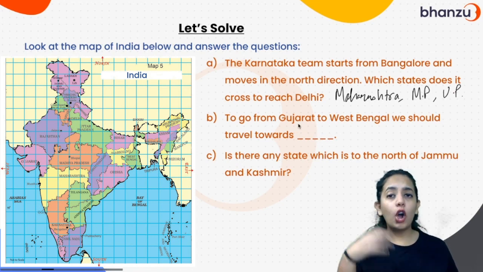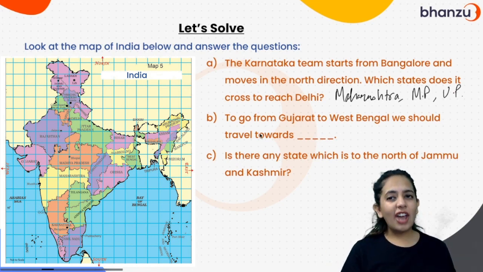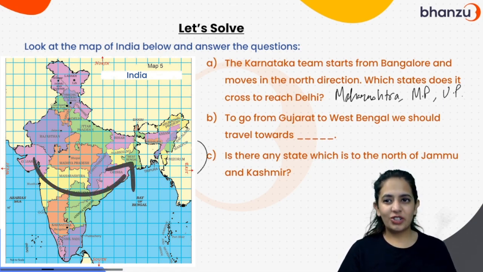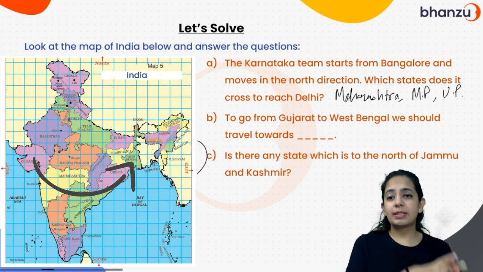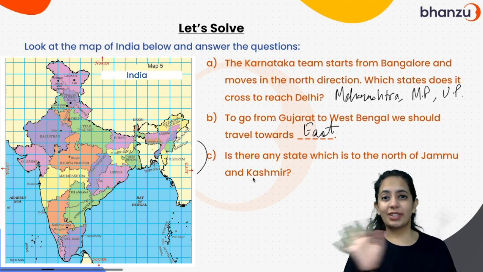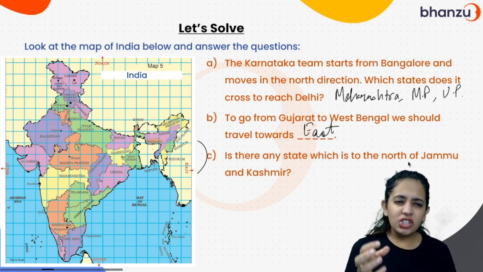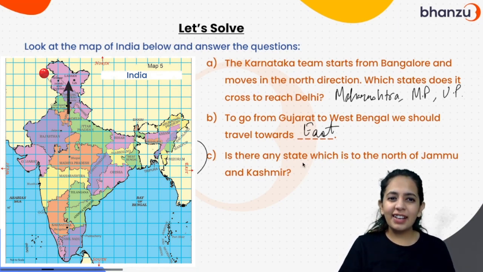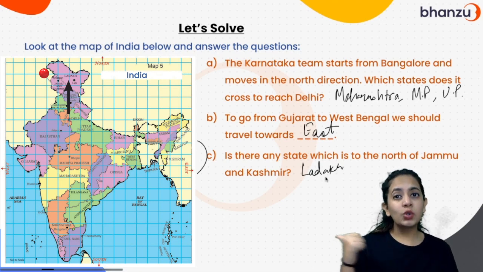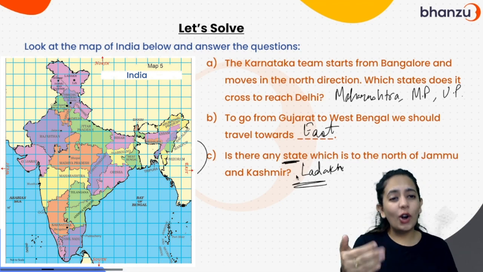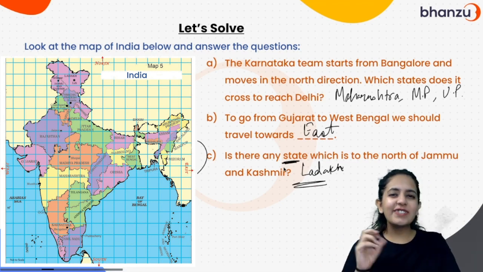Alright, now moving on to the next question. The question is, to go from Gujarat to West Bengal, we should travel towards. So my dear, Gujarat is in the west, but West Bengal is in the east direction. So from Gujarat, if you have to go to West Bengal, then you have to travel towards the east direction. Alright, now the last question of the day. Is there any state which is in the north of Jammu and Kashmir? Now this is Jammu and Kashmir over here. In the north of this, which state is that? Did you say Ladakh? Then you are absolutely correct. Ladakh, whose capital is Leh. So this state is in the north. Alright, this is how you have to answer the questions with respect to directions.